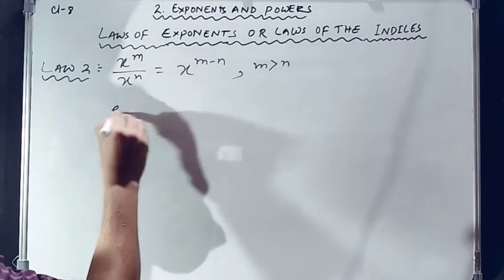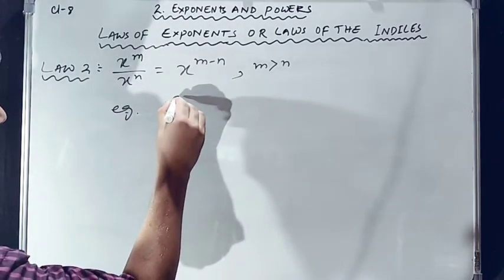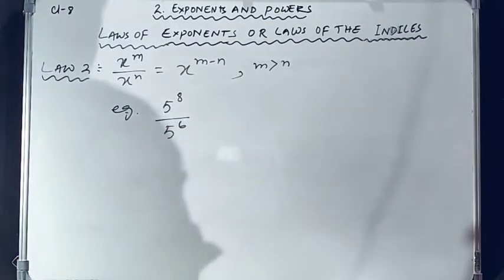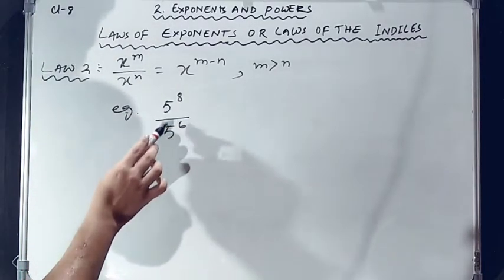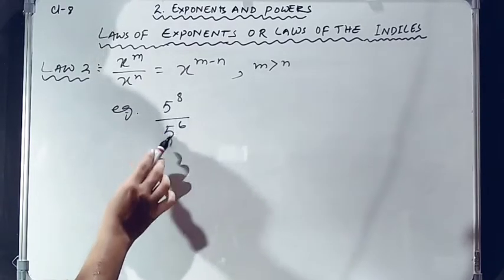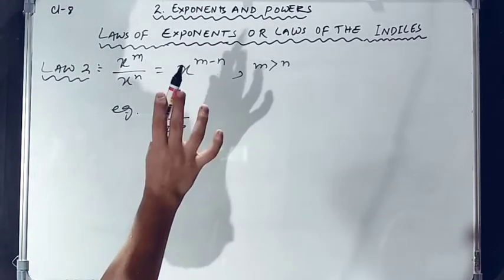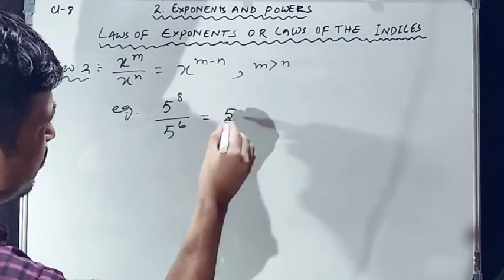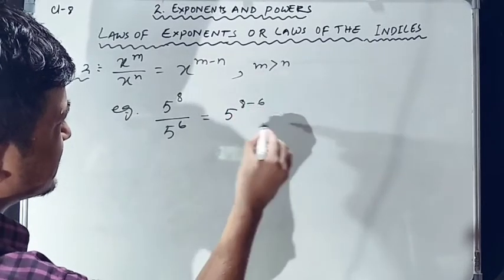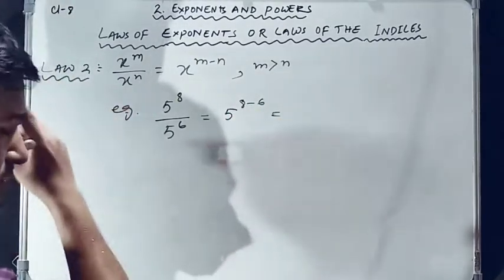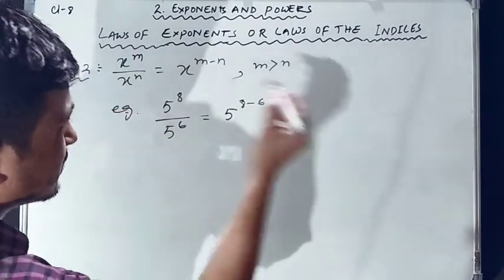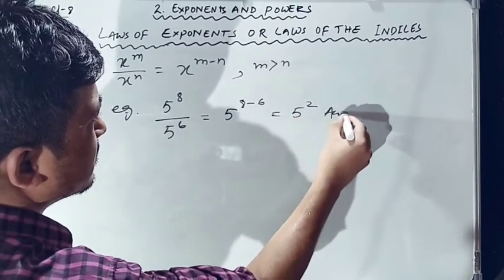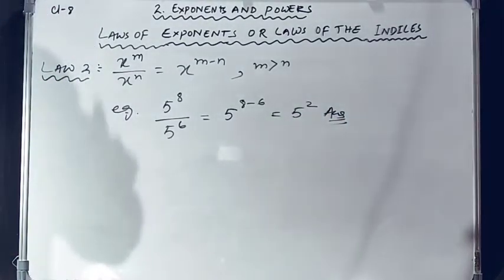It means this power should be greater than this one, n. Okay, example I will show you. Suppose here 5 raised to the power 8 divided by 5 raised to the power 6. So here you can see your bases are same, and exponents are different, and m is greater than n. So simply what you can do, you can write 5 as one base, then subtract the exponent, degree or power, right? So 5 raised to the power 2 will be your answer.